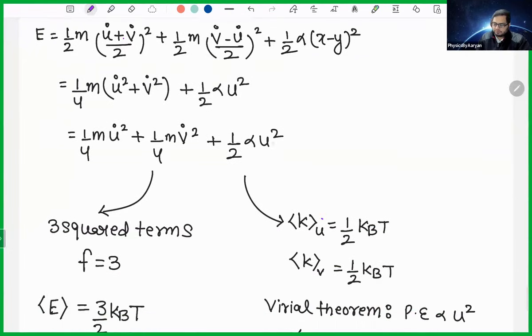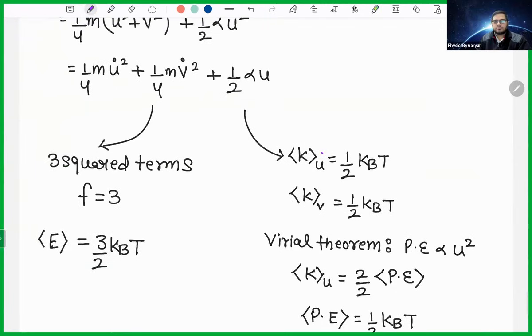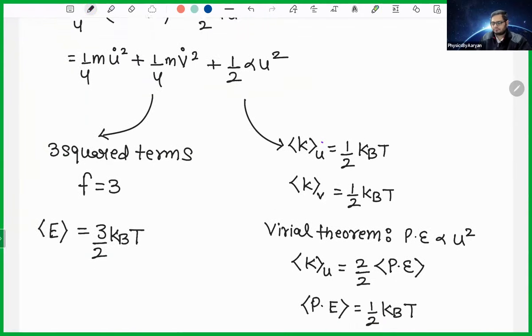You can easily apply. For example, if in this u is there, you can directly apply virial and you will get the answer. Simple. You can. No doubt in that. Okay.